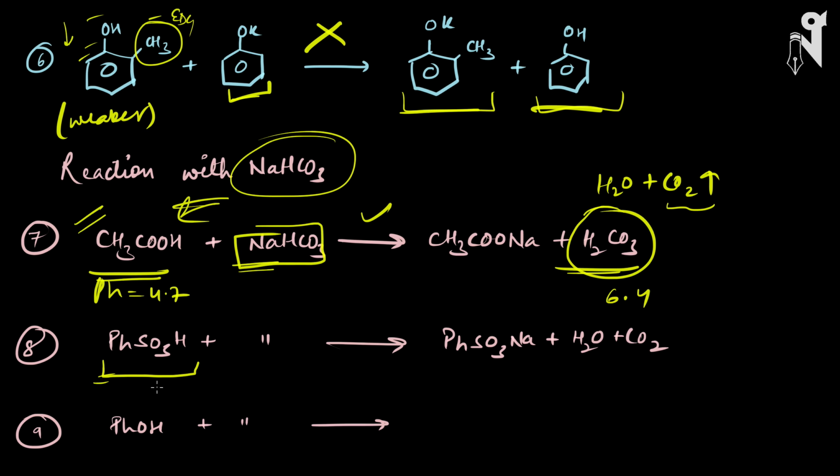This is the stronger acid. This is very strong acid. It is stronger than the benzoic acid. Sulfonic acids are very strong. So it will react with NaHCO3 and will form sodium salt of benzene sulfonic acid. H2O and CO2 will be released. This reaction is pretty possible.